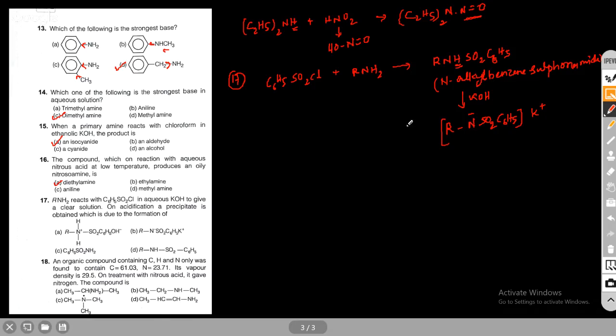Oh no, the question is something else. On acidification, a precipitate is obtained which is due to the formation of... okay, so we are getting RNHSO2C6H5. So the answer will be option D, not B. B is the salt we get, but that is not the question. The question is about the precipitate, which is due to the formation of which compound. It is because of the first reaction we have. So it is D.